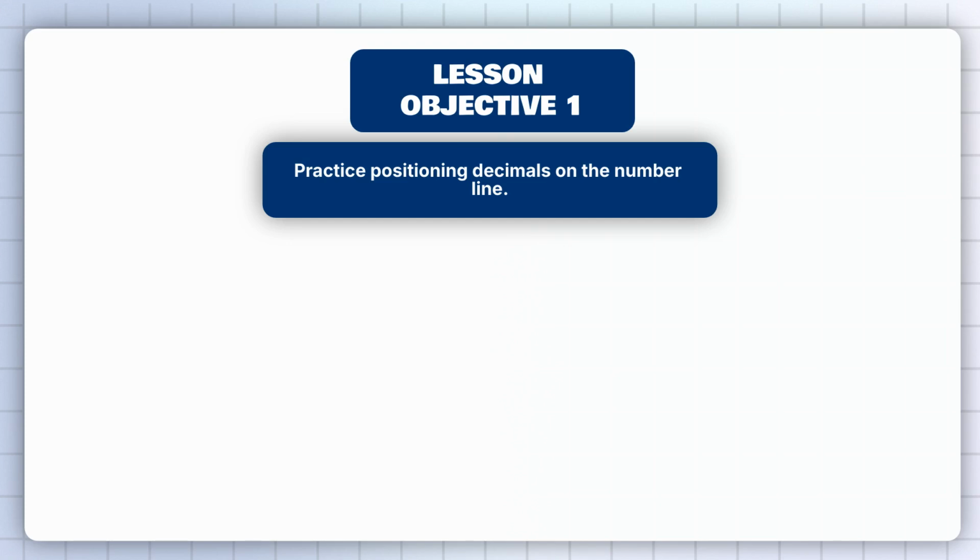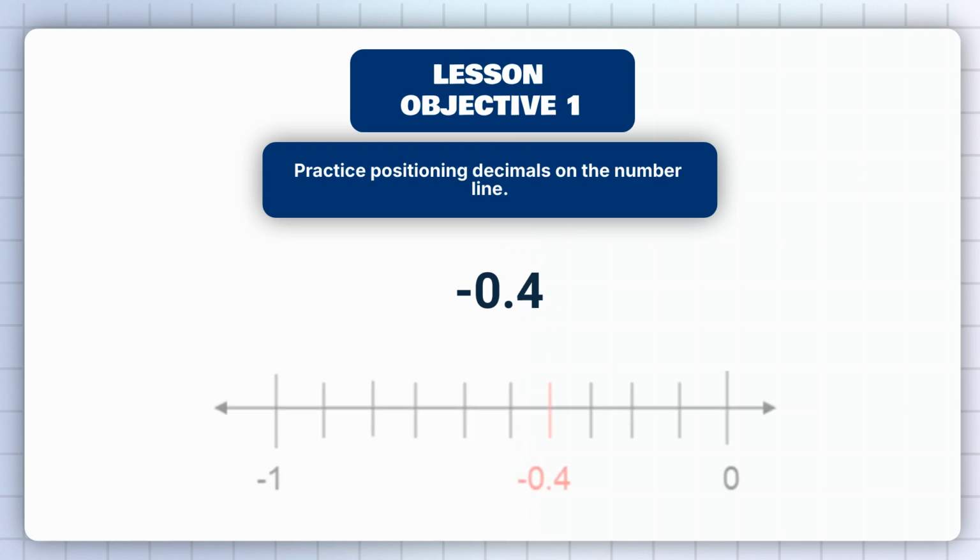For a negative decimal, let's place minus 0.4. This falls between 0 and minus 1. Since 0.4 is 4/10ths, the segment between 0 and minus 1 is divided into 10 equal parts. Minus 0.4 is positioned 4 parts from 0 towards minus 1. These examples illustrate how to accurately place decimals on the number line. This skill is crucial for comparing and performing precise calculations in various mathematical contexts.